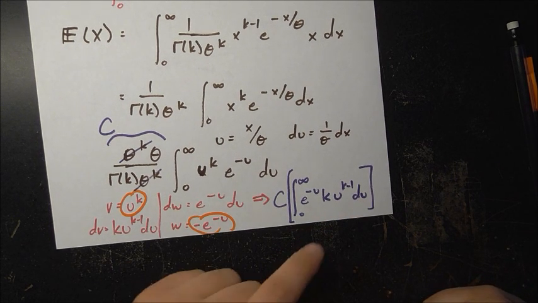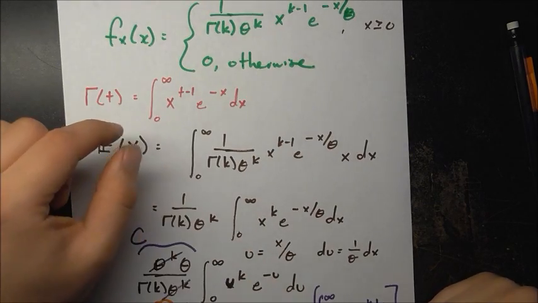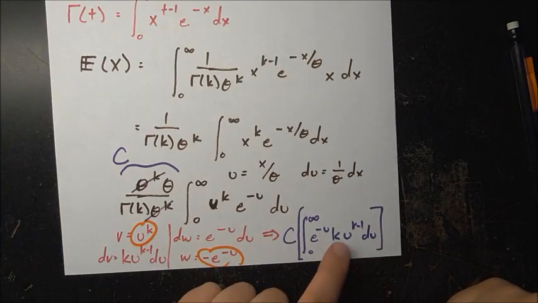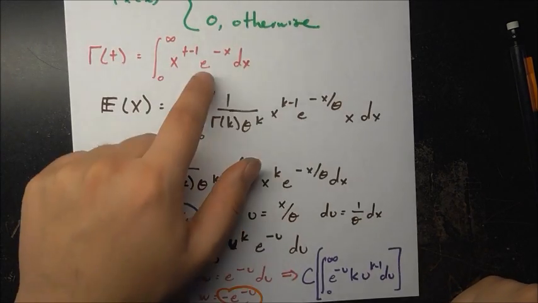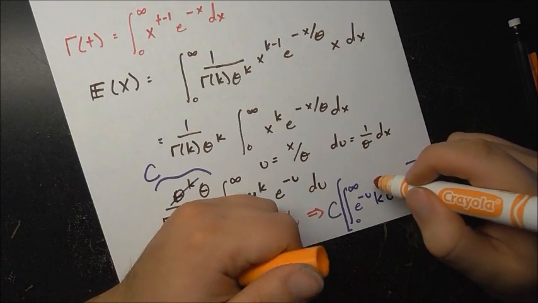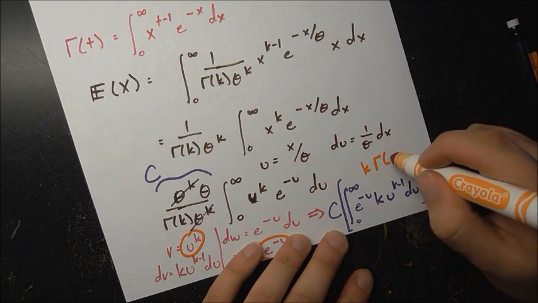And now notice something interesting. This e to the minus u, u to the k minus 1, is exactly the gamma function. So instead of u, here we have x. So it's x to the t minus 1. Here it's u to the k minus 1. Here it's e to the negative x. Here it's e to the negative u. So it's the same thing. So this whole thing is really k times the gamma function evaluated at the point k.